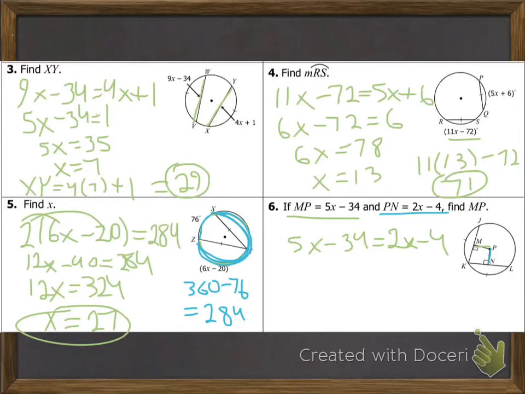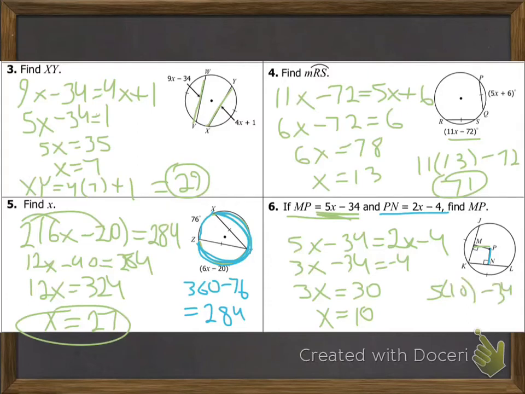Subtract 2x from both sides, and you're going to have 3x minus 34 equals negative 4. Add the 34 to both sides. 3x is going to be equal to 30. Divide by 3. X is equal to 10. So now to find MP, you're going to take your 10 and plug it into the 5x minus 34. So 5 times 10 minus 34 is going to end up being 16.